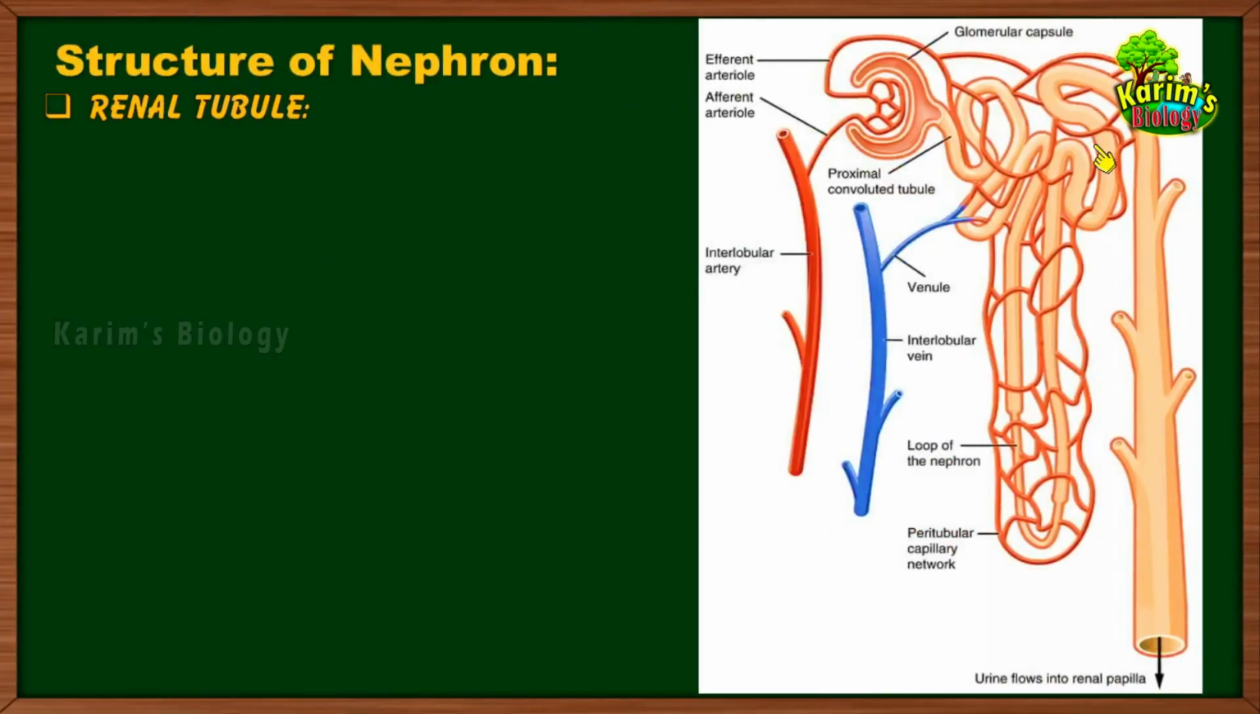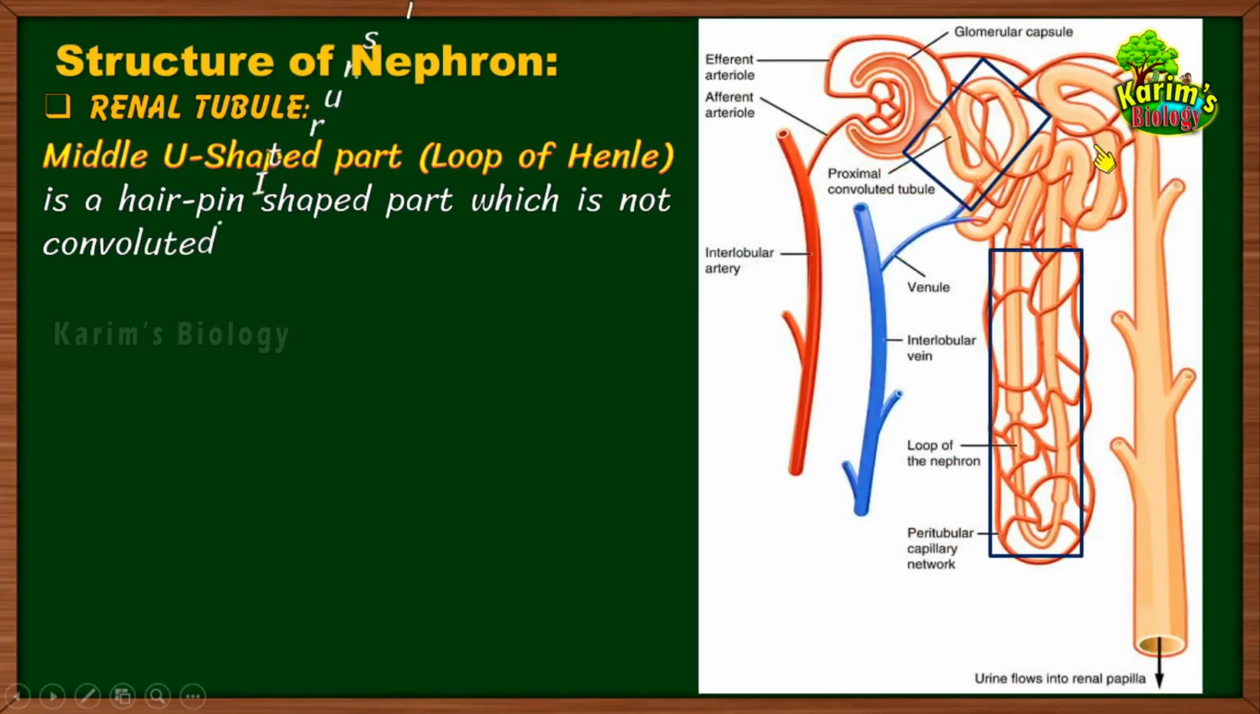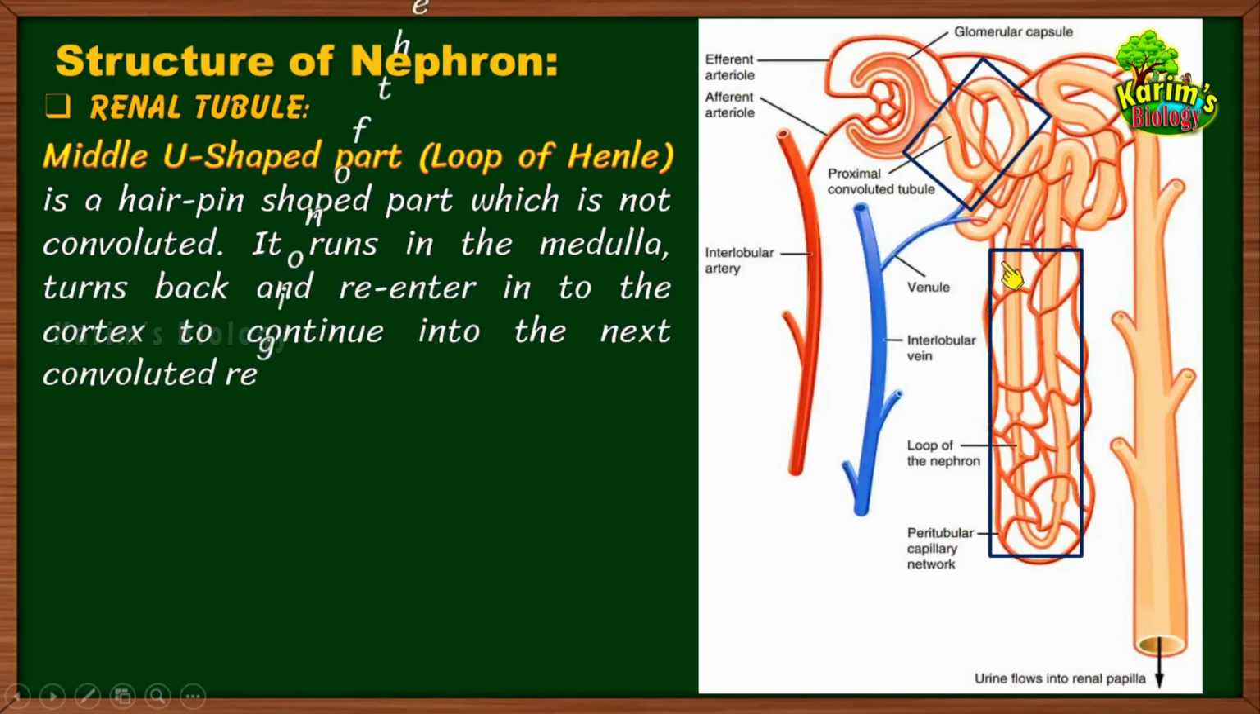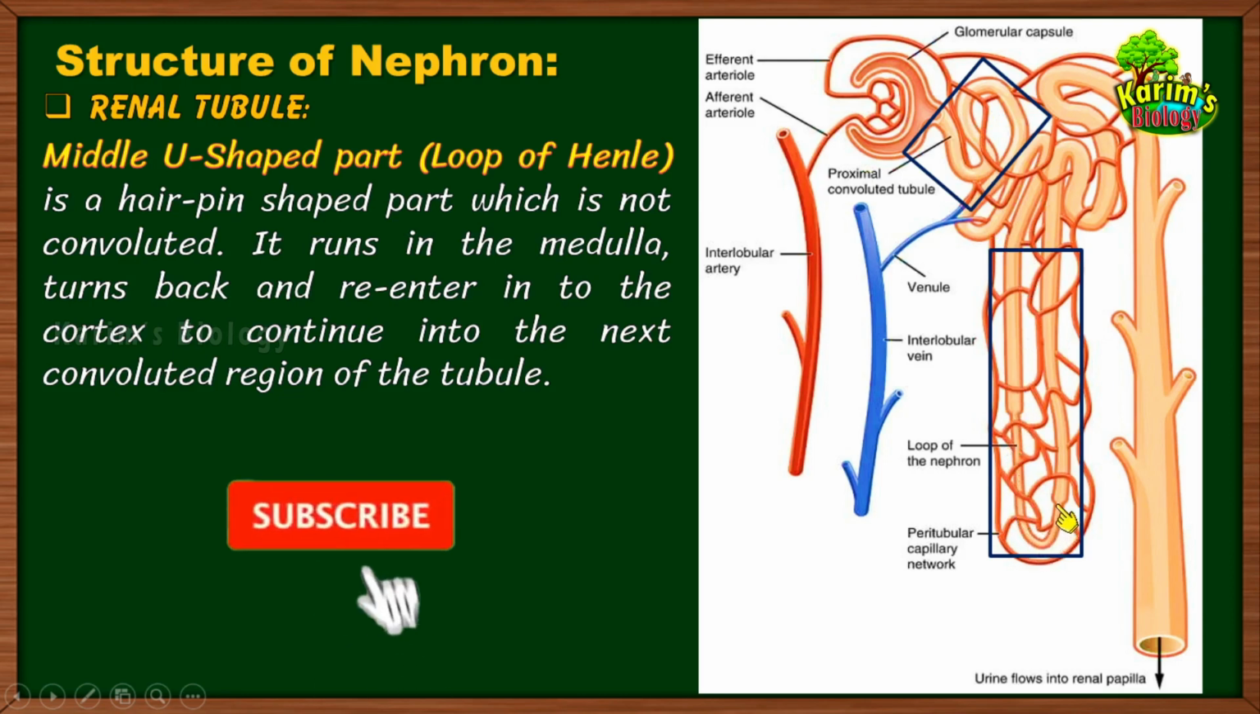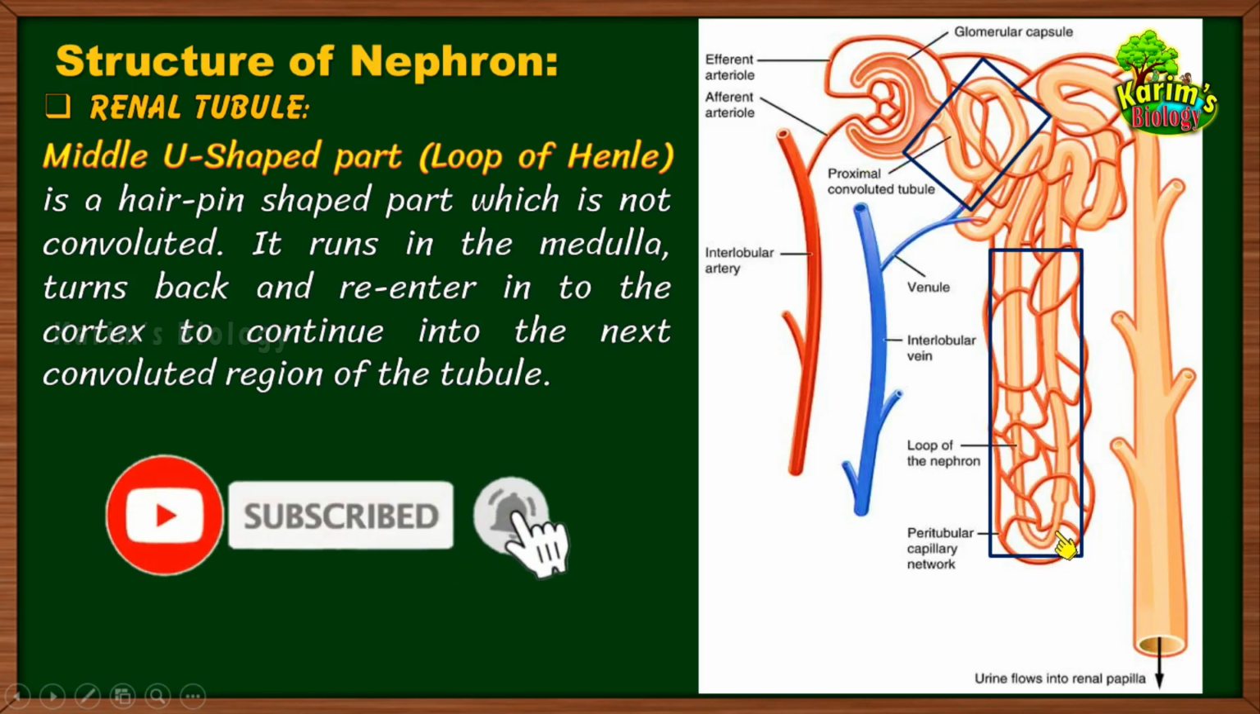And now let us talk about the second one, which is called middle U-shaped part. Just now I told you. So this is the middle part. The PCT extends, it comes down into the medullary region. This part is present towards the medullary part of the kidney. Okay, it comes down, it takes a U-shaped turn and again it goes up, right?